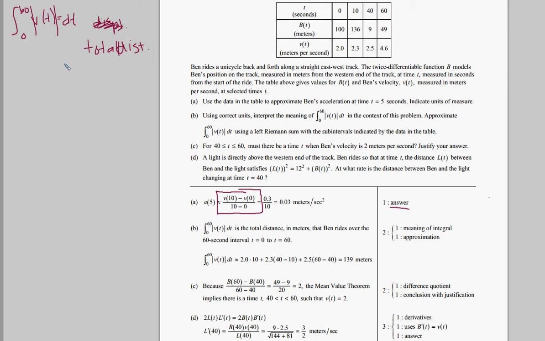So displacement versus total distance is different if you've changed position, or changed direction, rather. What you need to make sure is that you put that word total in there. It's the total distance. It's not the change in position. It's the total distance in meters that Ben rides over that 60-second interval from 0 to 60.